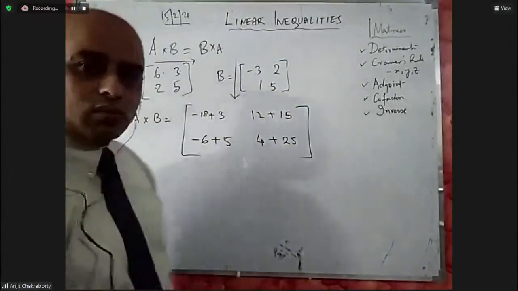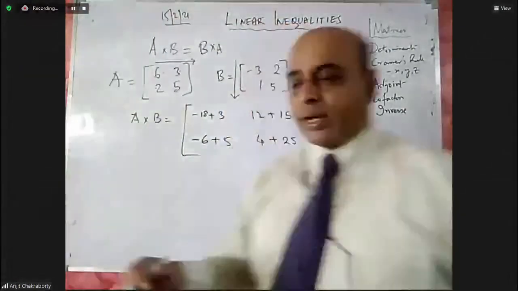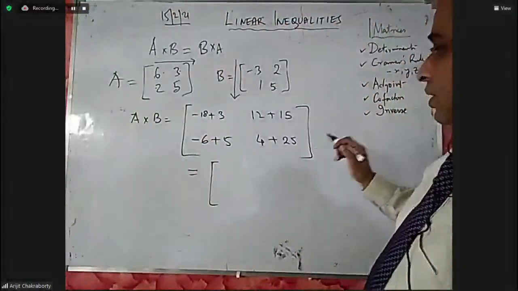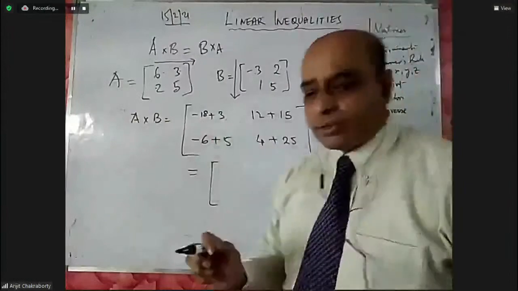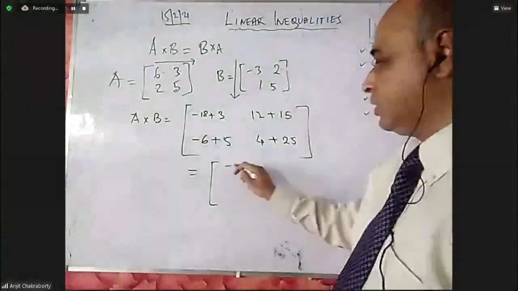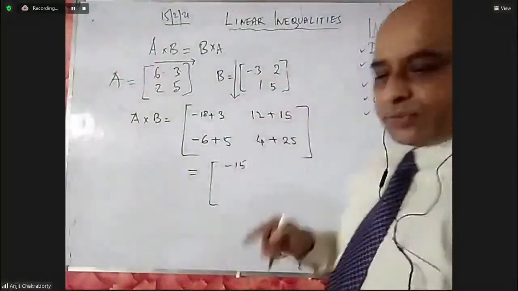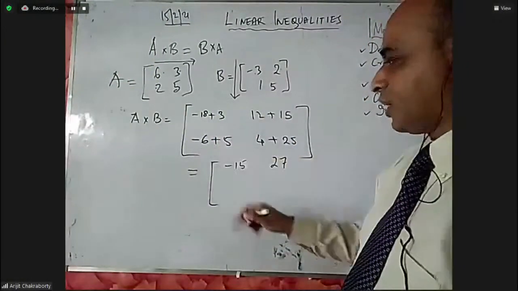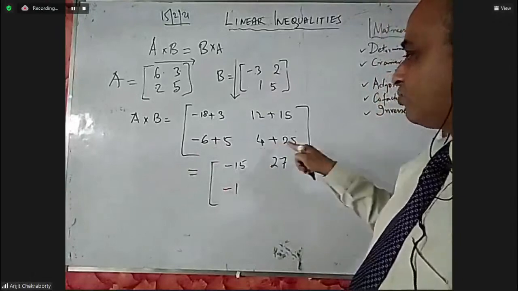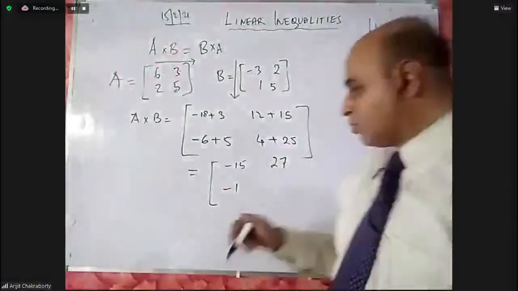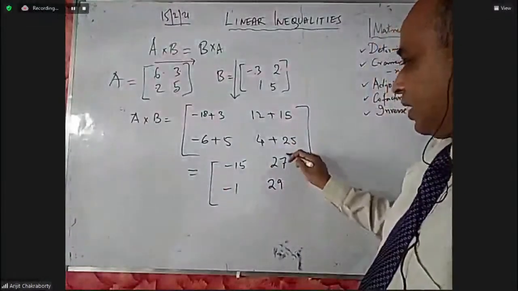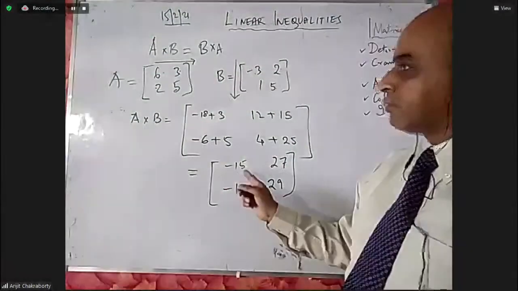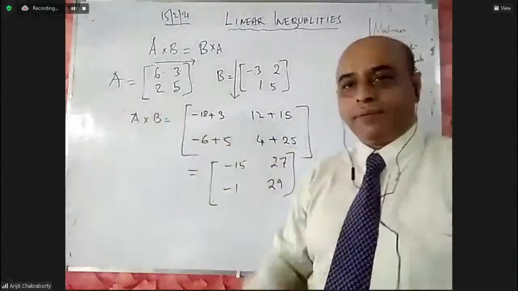Let us see what result it provides us. So the answer, I'll write it here, is -18 plus 3, that gives me -15. 12 plus 15 gives me 27. -6 plus 5 gives me -1. And 4 and 25 provides us with the number 29. So remember, please, that this is the product of A into B.